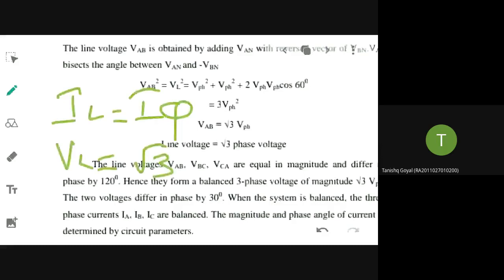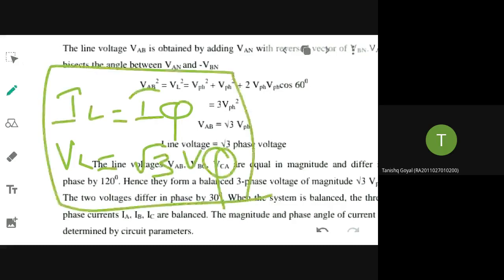See, this relationship you make a note. That is an important MCQ question in the exam. This is all for a star connection. Okay, this is for a star connection. Have you made a note?